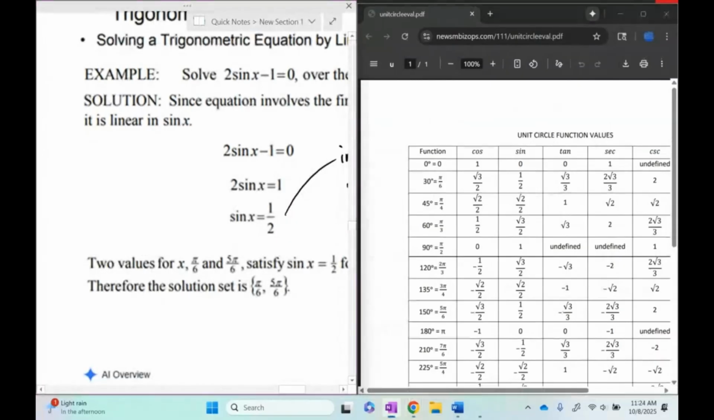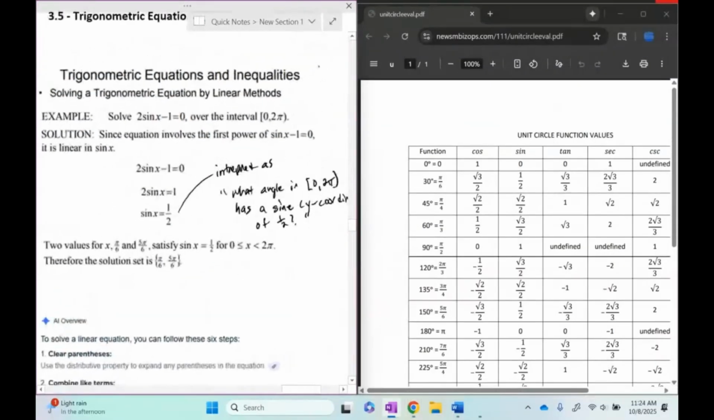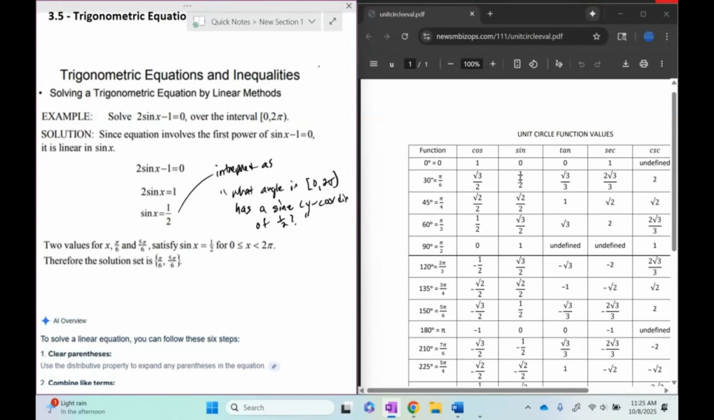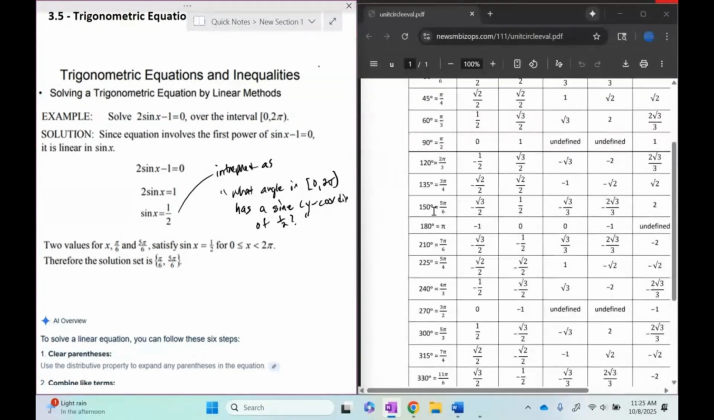All right, so I have these up side by side. So what angle in the interval from 0 to 2 pi? This is that unit circle which goes from 0 to 2 pi, has a sine function or a y value of positive 1/2. Well, I can see that pi over 6 has a sine value of 1/2, so pi over 6 is a solution. And if we scroll down, it seems like 5 pi over 6 has a sine function of positive 1/2. All right, so those would be the solutions: pi over 6 and 5 pi over 6.